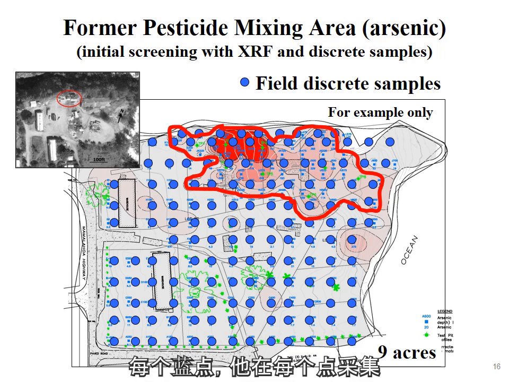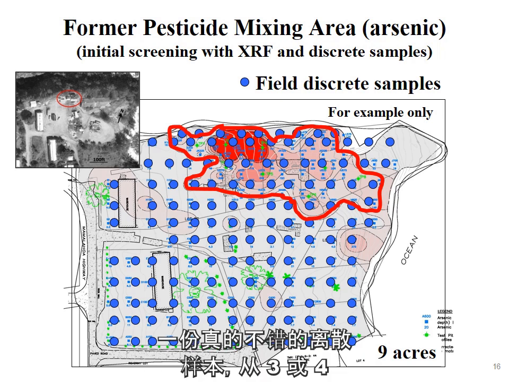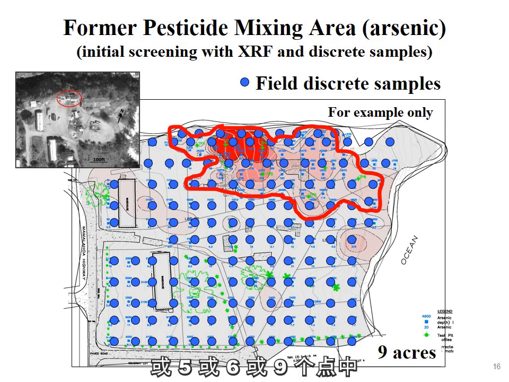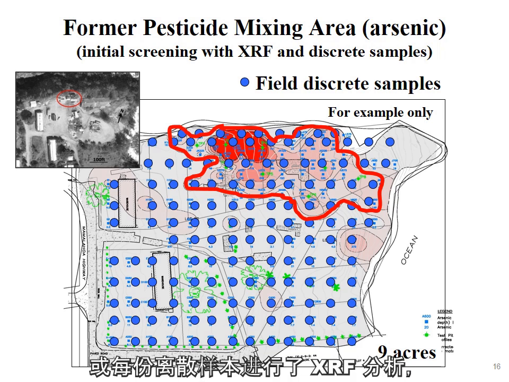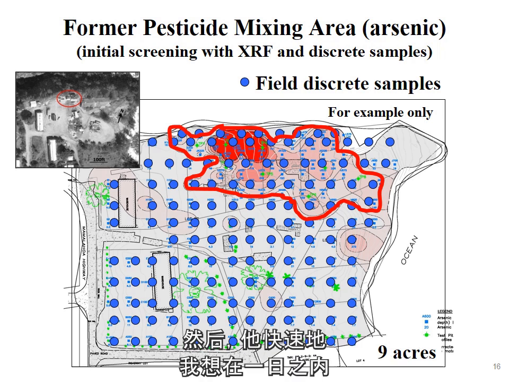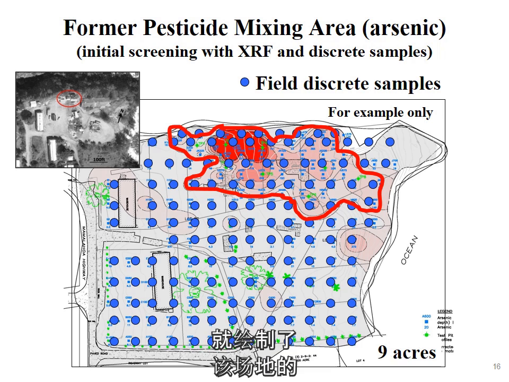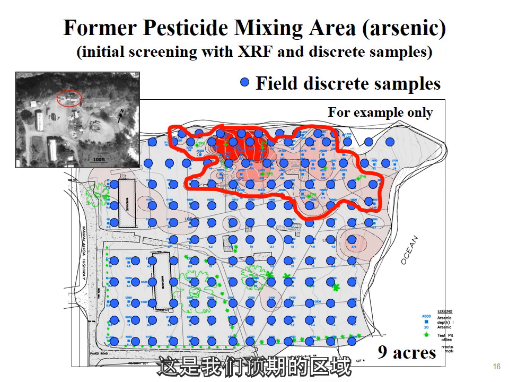Each blue dot, he would collect a really good discrete sample from 3 or 4 or 5 or 6 or 9 points. So he'd collect several hundred grams of soil, put it in a plastic bag at each point, and then he shot each plastic bag or each discrete sample with his XRF. And then he very quickly, I think within a day, was able to map out where the main contamination was at the site. It was in the area where we expected, but covered a much larger part of the site than we would initially have suspected.